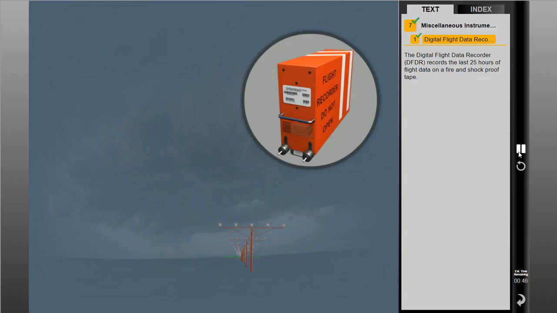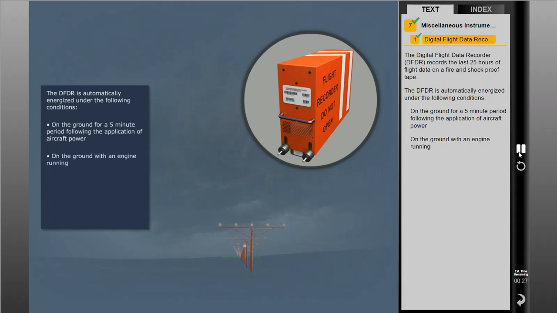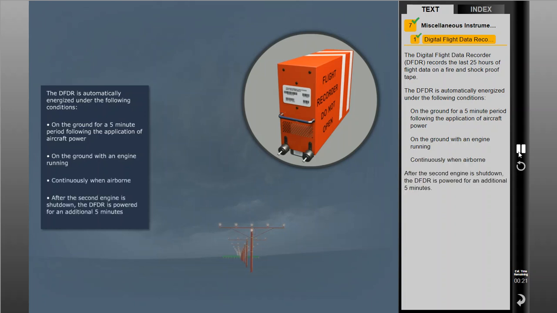The Digital Flight Data Recorder, or DFDR, records the last 25 hours of flight data on a fire and shockproof tape. The DFDR is automatically energized under the following conditions: on the ground for a 5-minute period following the application of aircraft power, on the ground with an engine running, or continuously when airborne. After the second engine is shut down, the DFDR is powered for an additional 5 minutes.